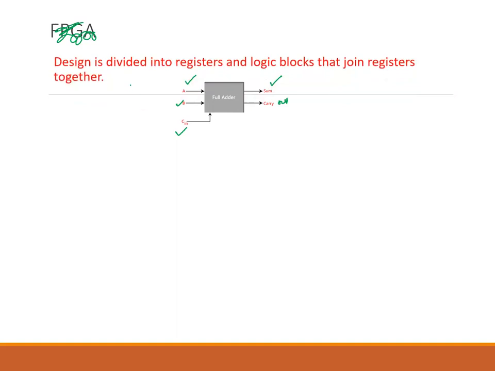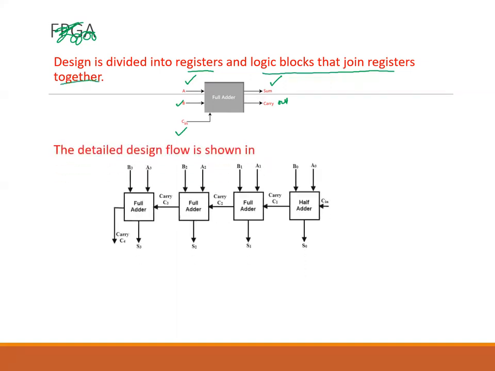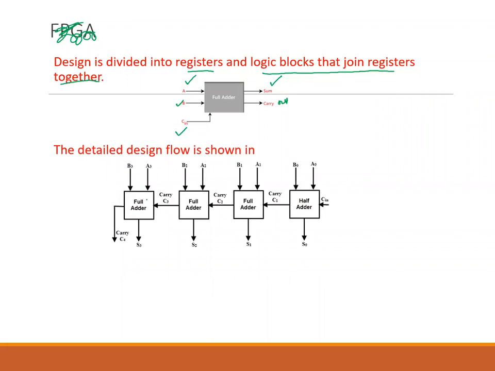So we have the design divided into registers and logic blocks that join registers together. Now the detailed design flow is like this, that your 4-bit adder is like this. This is for the 4th bit, 3rd bit, 2nd bit, and 1st bit. So you can see carry is traveling from here to here. So this entire thing needs to be specified when structural flow is being described. And when behavioral is being described, only this block needs to be defined. So that's very important, the difference between behavioral and structural domain.